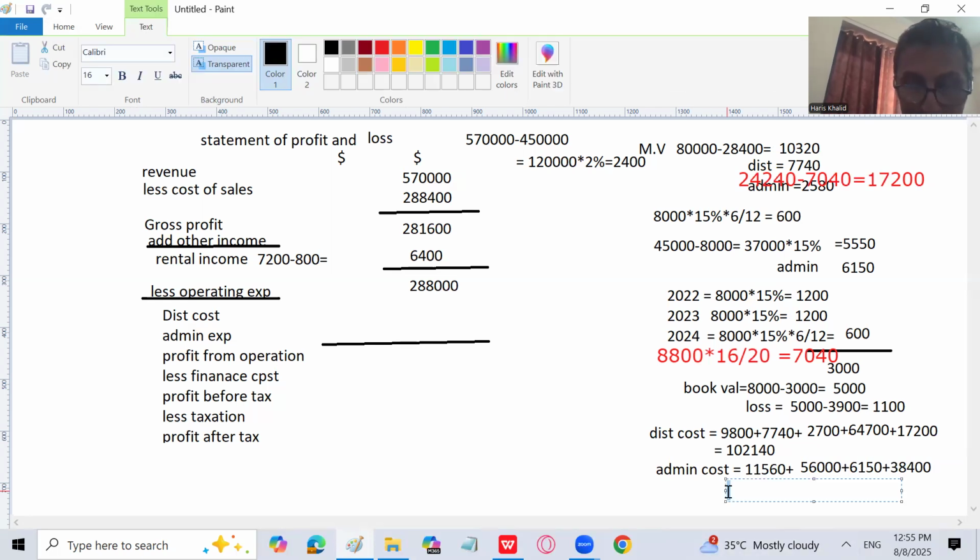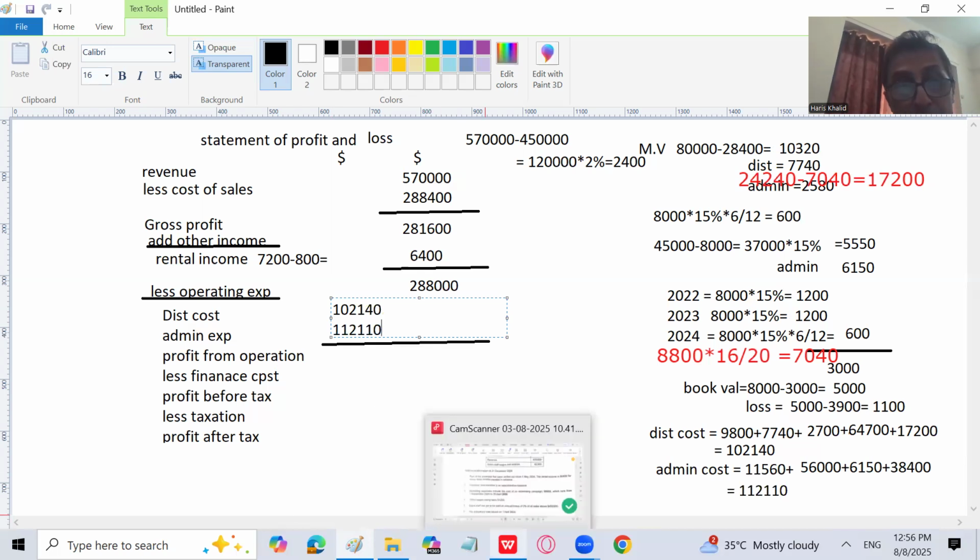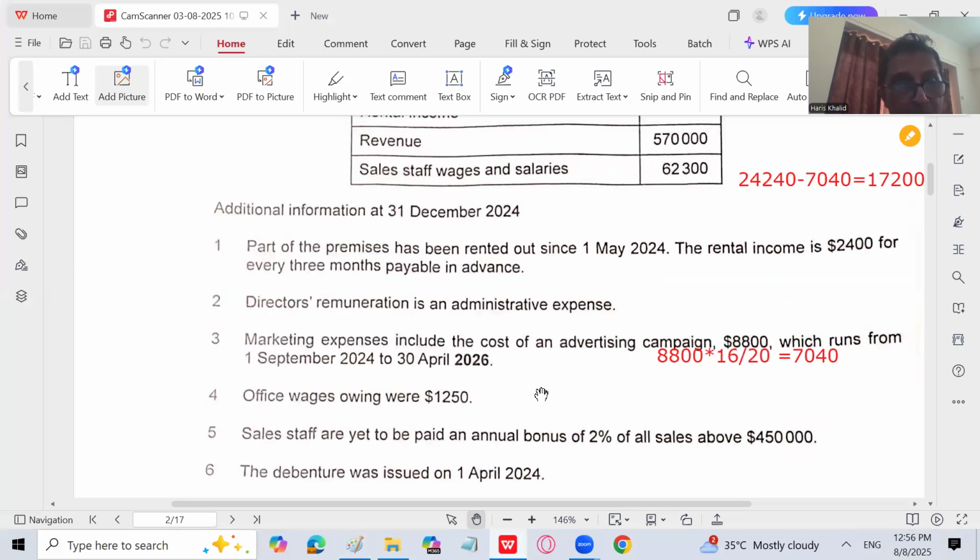Now I'm going over the total of the admin expenses. That is going to be 11560 plus 56,000 plus 6150 plus 38,400. I hope you got the point. So the answer is 112,110. So 112,110 is going to be the admin expenses. So I will write here distribution cost is 102,140 and 112,110 is the admin expenses. I will go for the total and I'll find the operating profit basically.